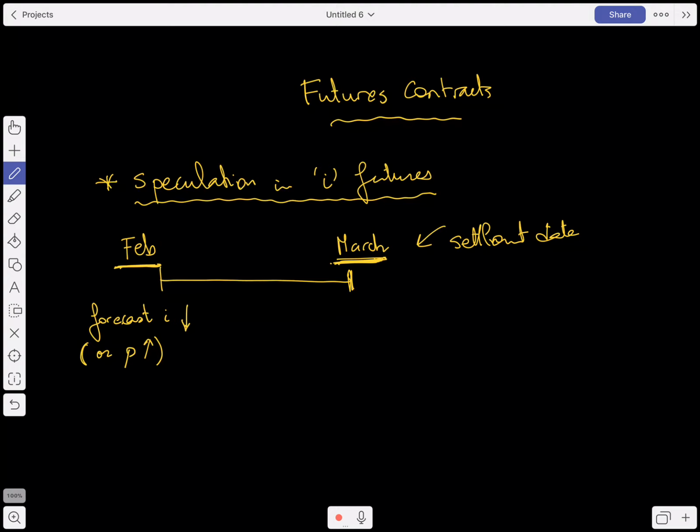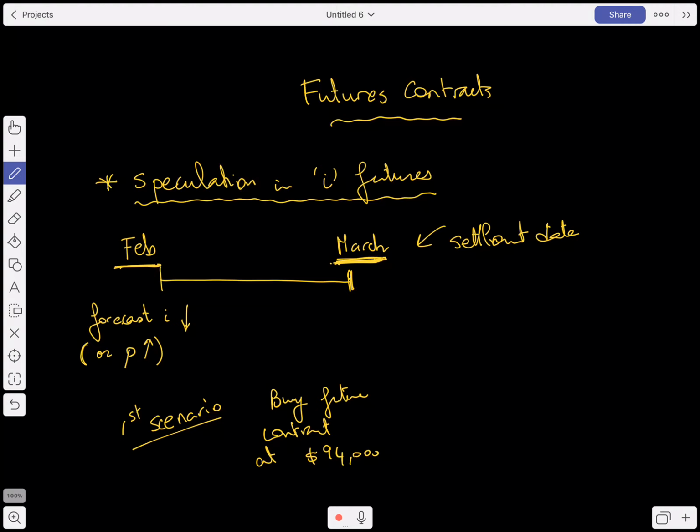Okay, so for example, let's call this one the first scenario: you decide to buy the future contract now, and suppose that the price now is 94,000, and you are planning to sell it when the price increases in March.